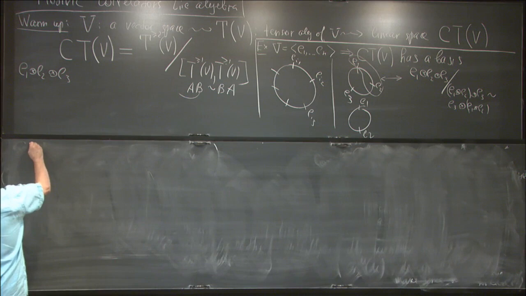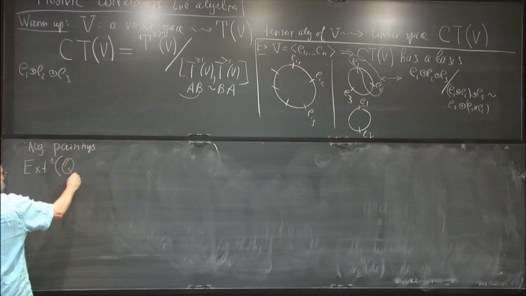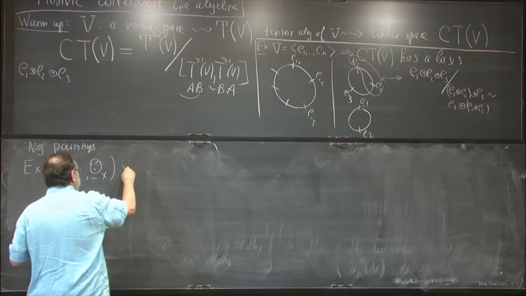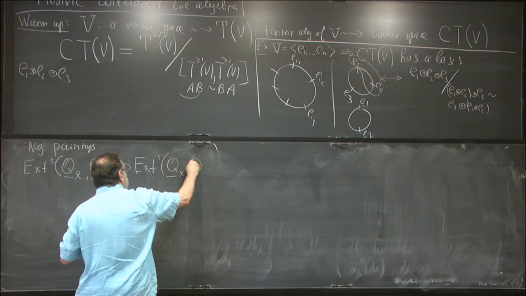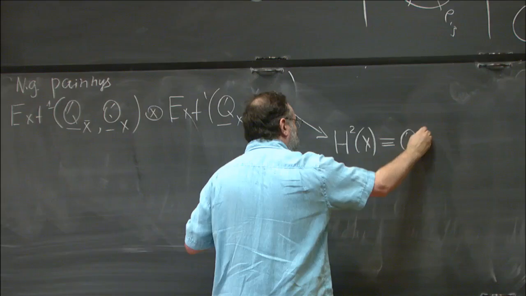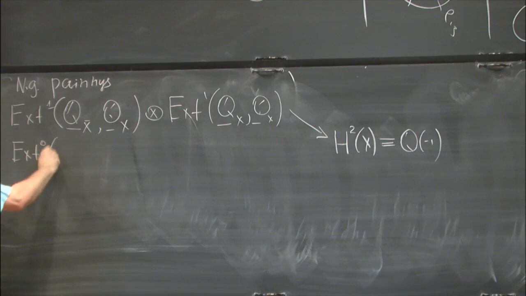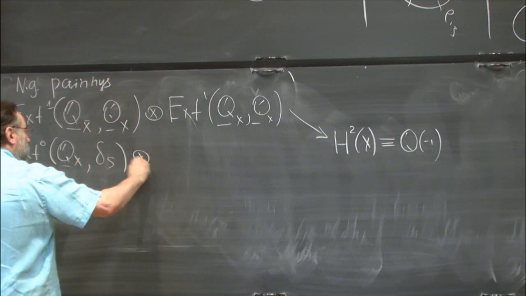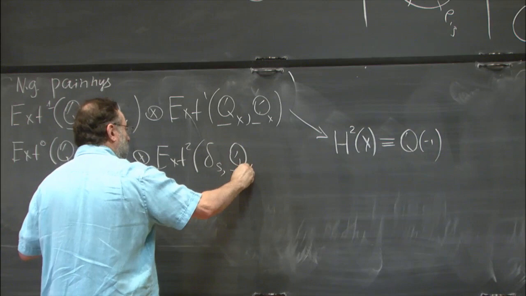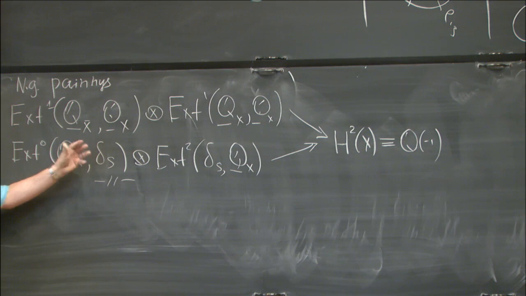So I have pairings, non-degenerate pairings. So I take Ext^1 between, if you allow me to just, OK, I'll still write Q of X bar, but I'll soon stop writing this in such detail. Ext^1, Q of X. So this goes non-degenerate to H2 of X, which is the same thing as Q of minus 1. And on the other hand, you can take, for example, Ext0 from Q to delta s, tensor Ext2 from delta s to Q. It goes to the same spot. And you can actually exchange them. There's a third one, and you exchange them, and you will put a minus sign in the end. But let me just put these two so far on the blackboard.